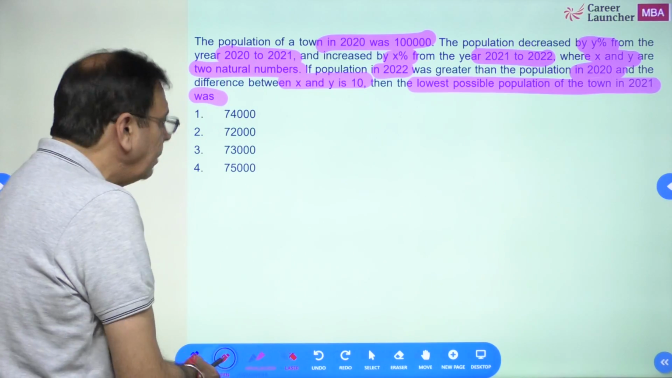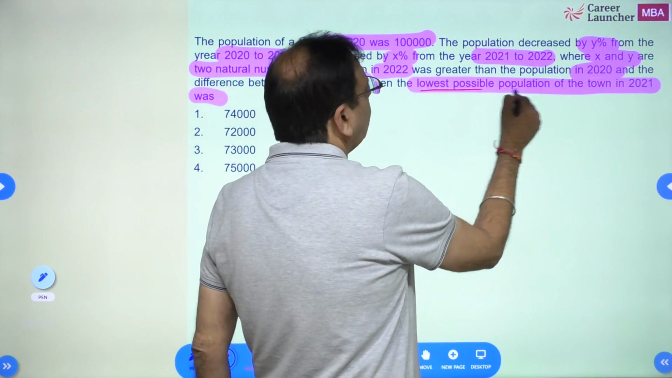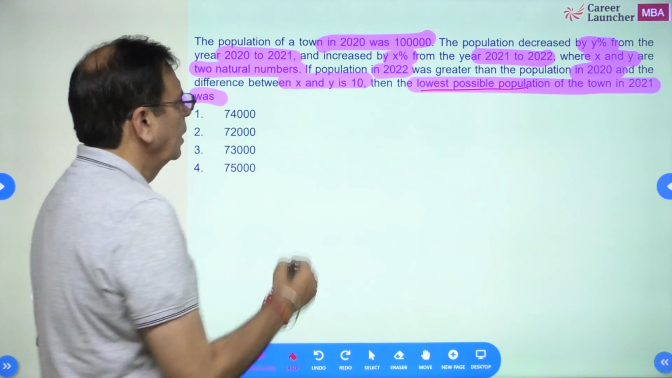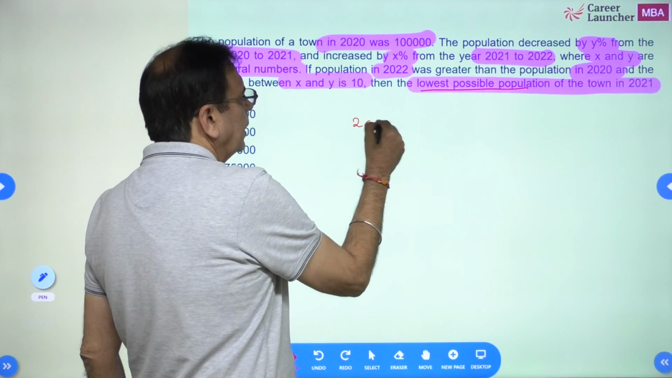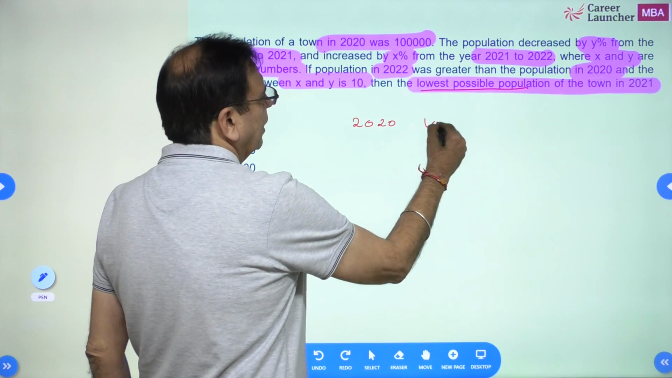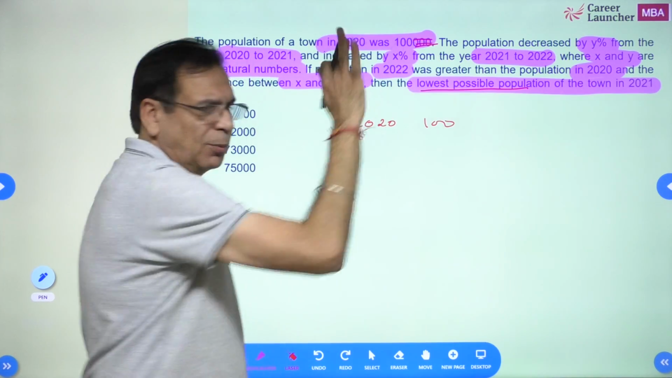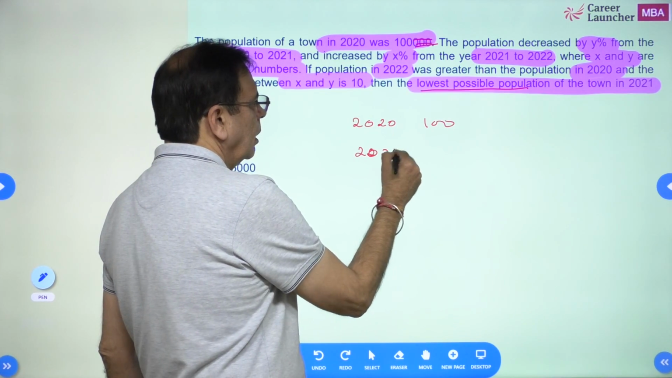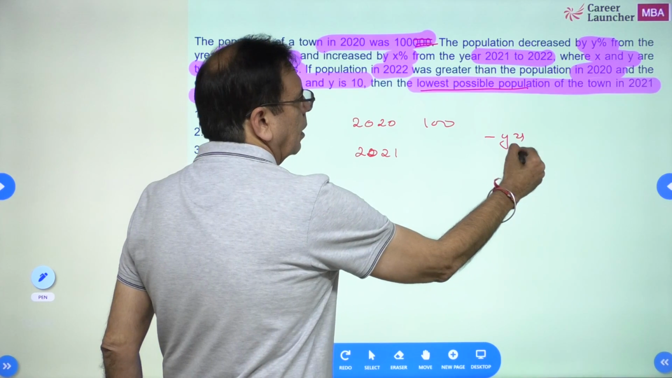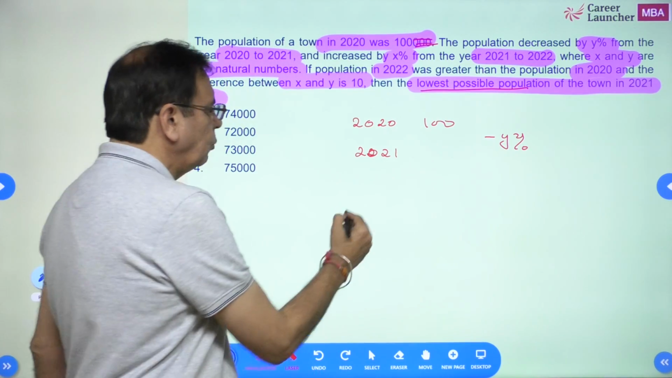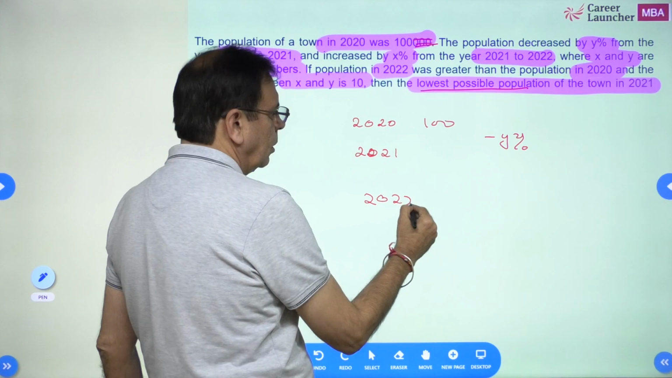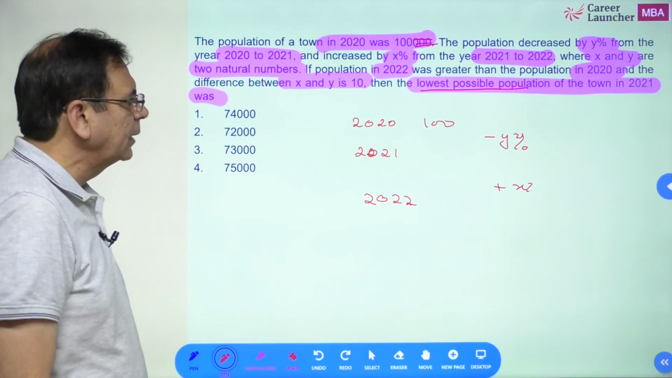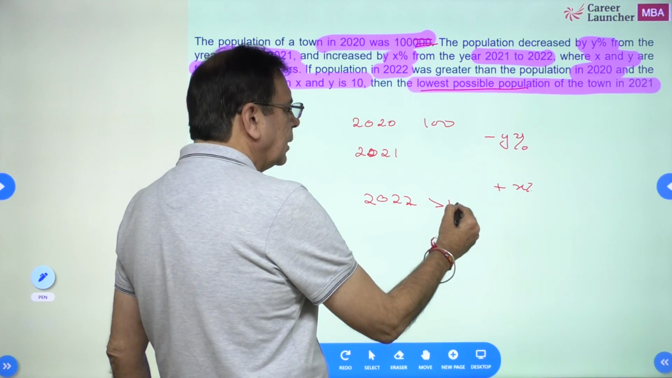Choices में क्या देखेंगे हम? The question is asking what is the lowest possible population? We start checking from the lowest possible choice. But उससे पहले क्या डेटा दिया? 2020 population was 100, या ये मैं 3 0 छोड़ दिए, I'm not interested, 100. 2021 what happens? Population comes down by y%. And 2022 what happens? Population goes up by x%. Okay. And what does it say? 2022 should be greater than 100.